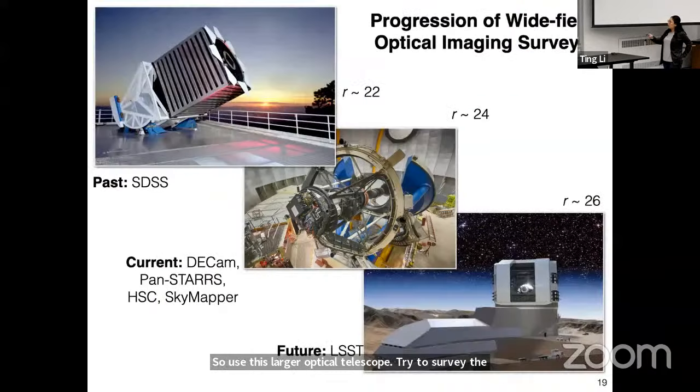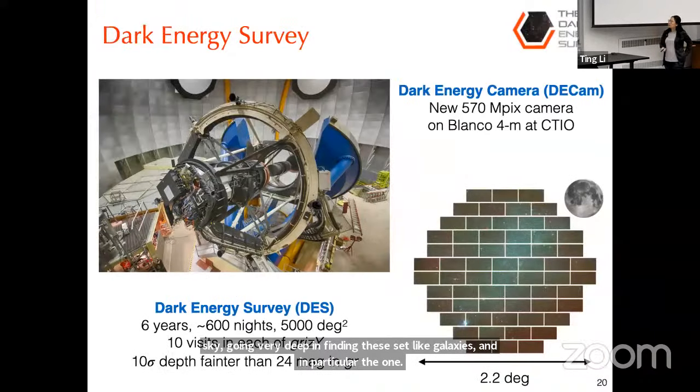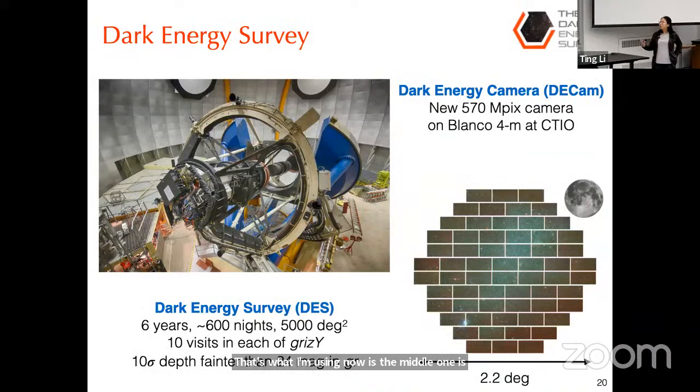And in particular, the one I'm using now is the middle one. It's called the Dark Energy Survey. It's a survey that tried to image about 1/8 of the sky from Chile. Yeah, and I'll mention results from this telescope several times.